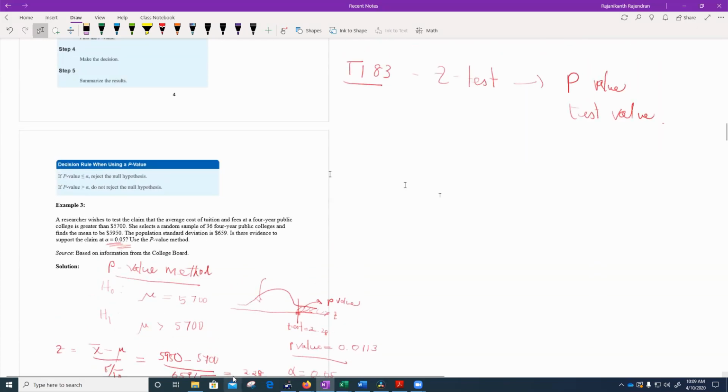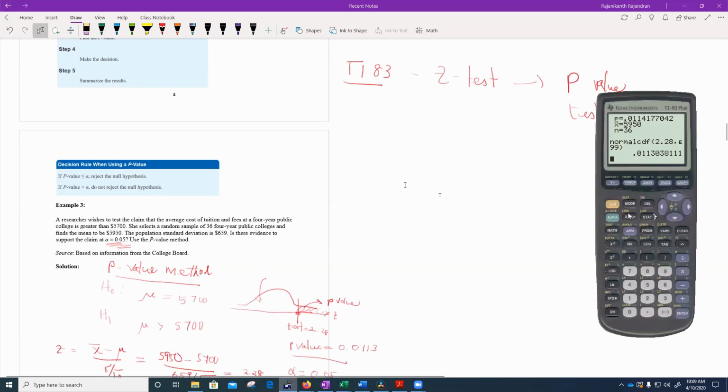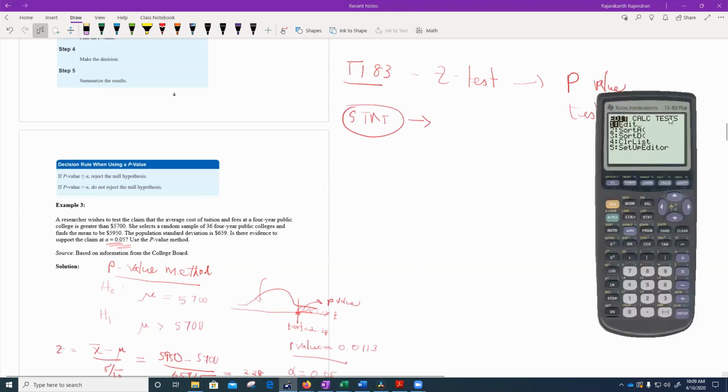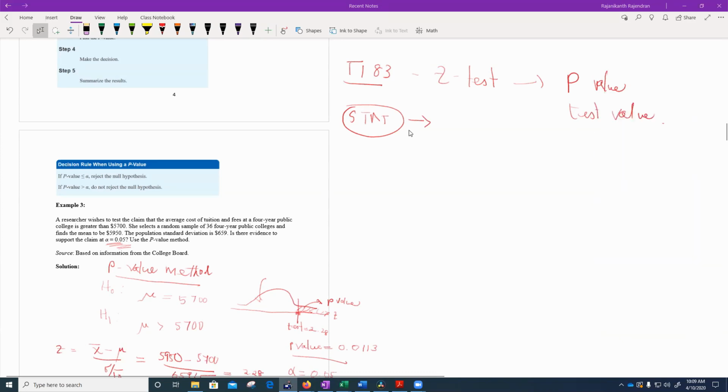Okay, so let us go to stats. I'm writing this step here. Go to stats. Then I need a test. Go to test. Then I need the number one, z test. So go to test and we use z test.